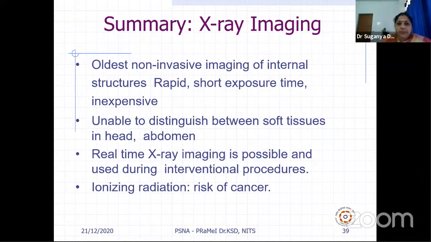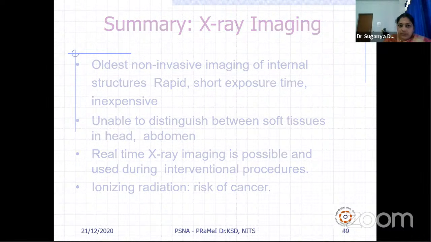MRI contrast, right? Here we cannot identify the soft tissues. We can identify the problems in the bone, and real-time X-ray imaging is possible and is used during interventional procedures. And as I said already, ionizing radiation is there, so radiation cancer is the major risk in the case of X-rays.